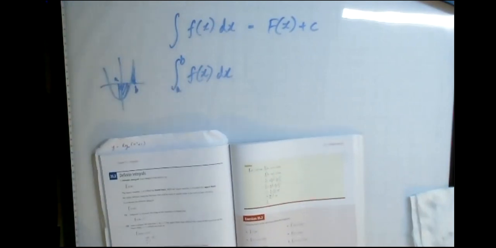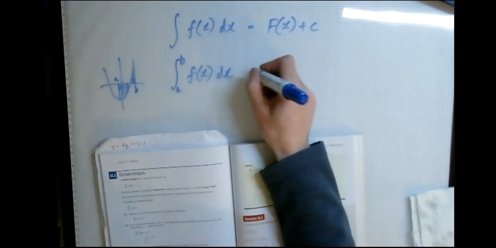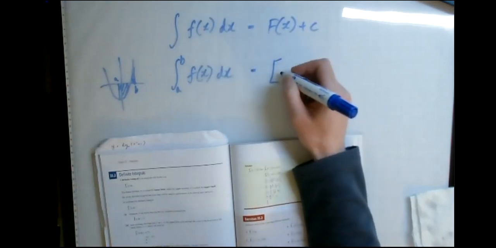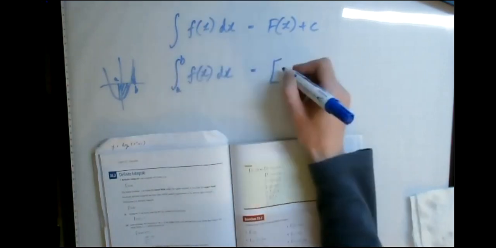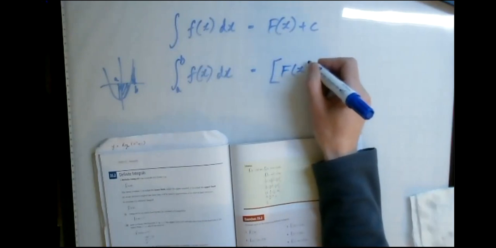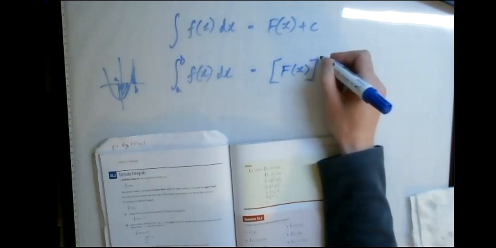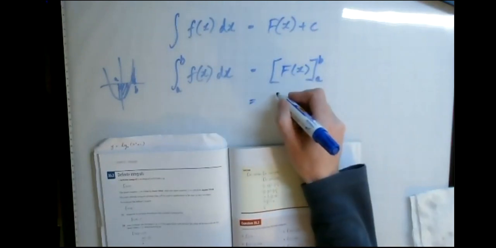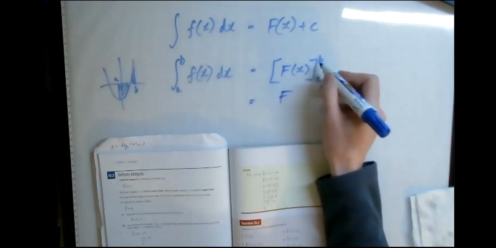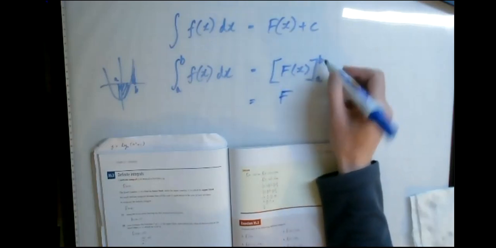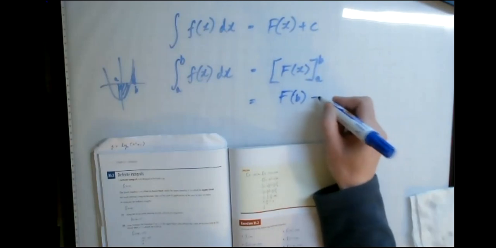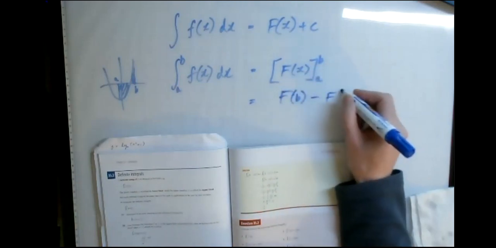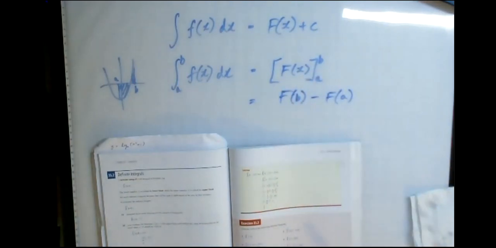Okay, so the formula: we use square brackets, operate on the integral of f of x, so in capital F of x, the result is F of b minus F of a. So that is the value at b minus the value at a.